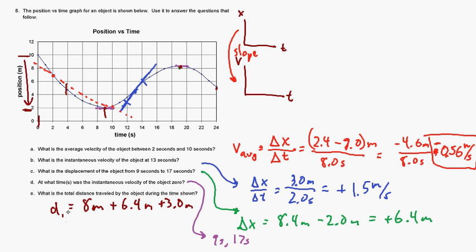So I said D1 was 8 meters, and then D2, if this is 2 and this is 3, would be this, and D3 equals this. So the total D is the sum of all these. I'm just going to write sum of D, and that is going to be, let's call it 17.4 meters, give or take. That's tricky.